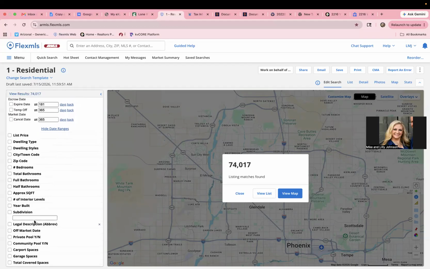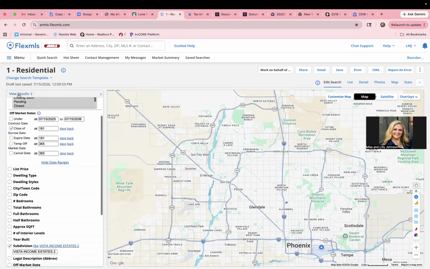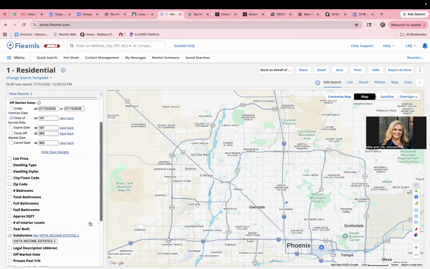So I'm going to just go right to subdivision. Like I said, I'm going to do a map later and take that out. But for now, that's just going to give me a better idea of the area. Okay, see, it's only giving me two. So not a lot of activity is happening in that subdivision.